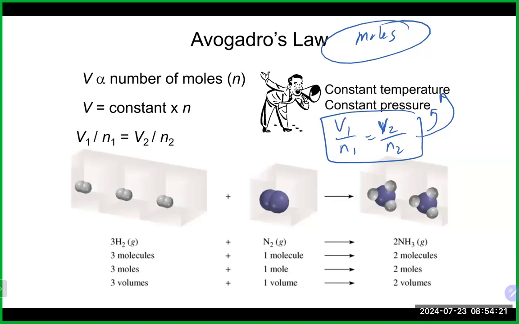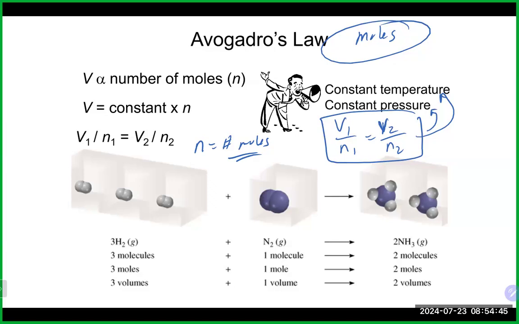So V1 over N1 equals V2 over N2, where N is the number of moles of our gas. One consequence of Avogadro's law, or one way that you could use it, is pretty much like any other gas law. You could just plug and chug into the gas law and solve for whatever you're looking for.